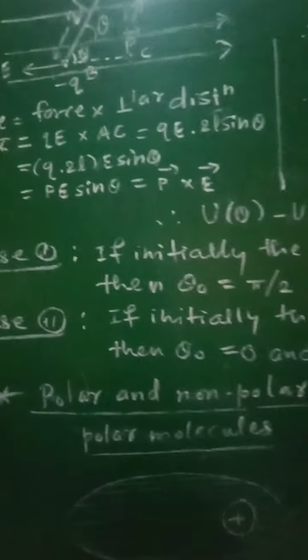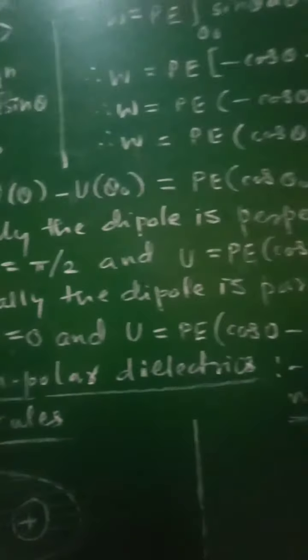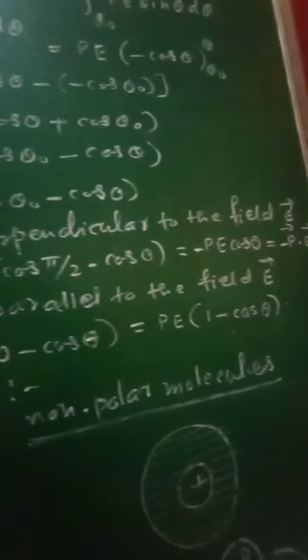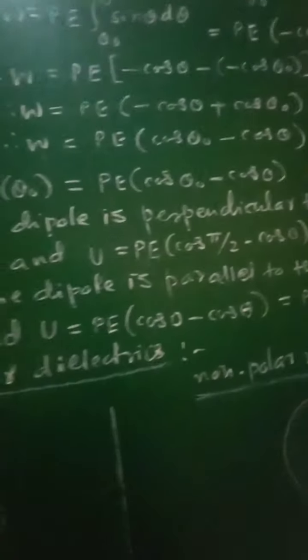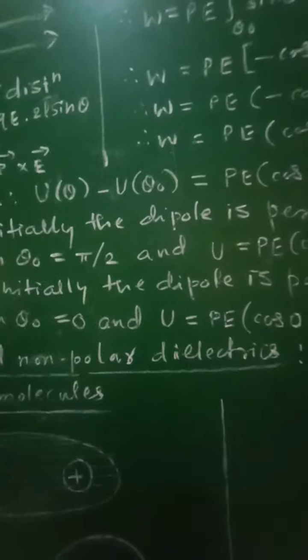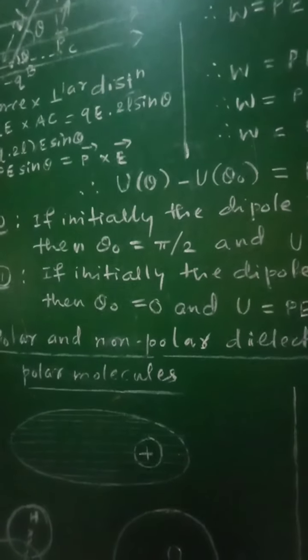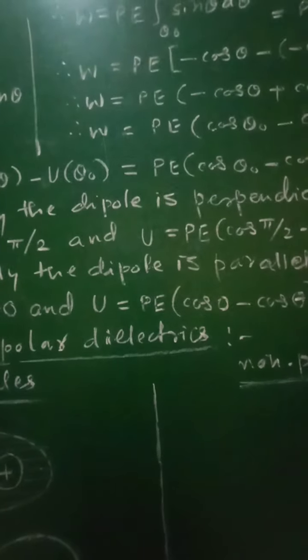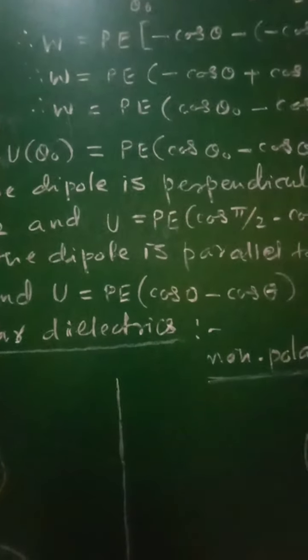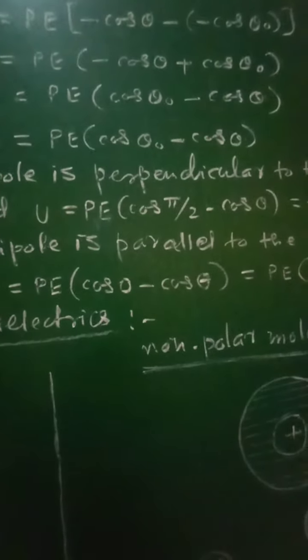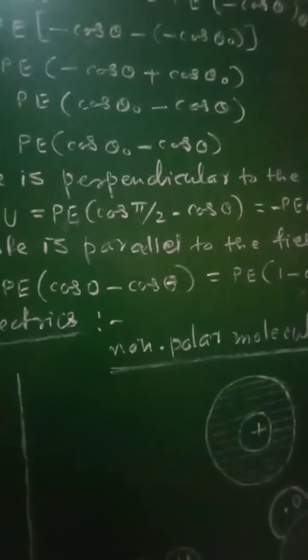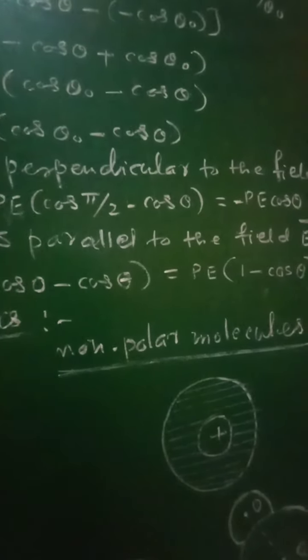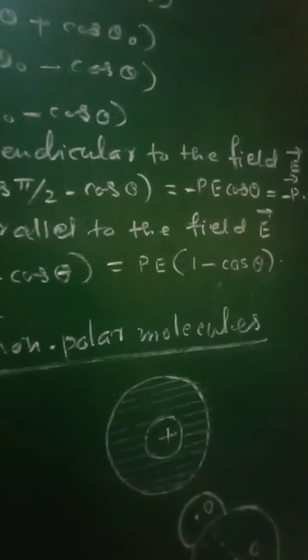Then the second case, if initially the dipole is parallel to the direction of electric field, then the initial angle theta 0 equals 0, and hence potential energy U will be equal to P E into (cos 0 minus cos theta). But cos 0 is 1, and therefore that energy equals PE into (1 minus cos theta).